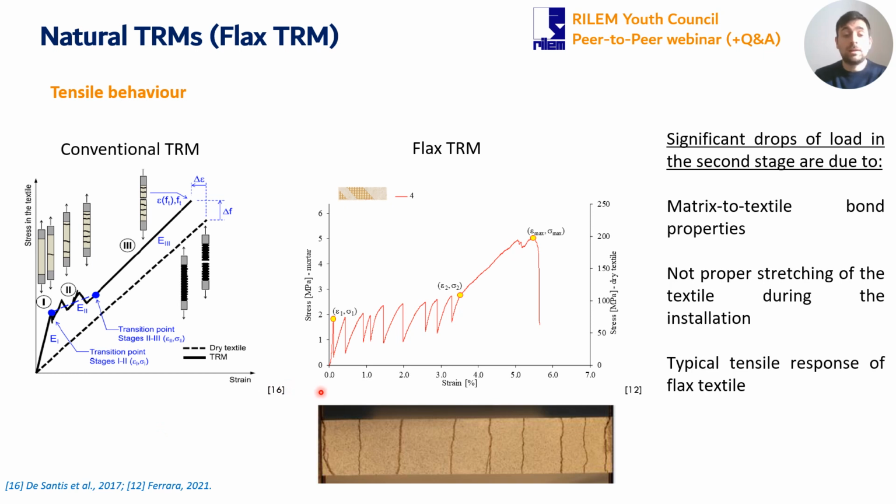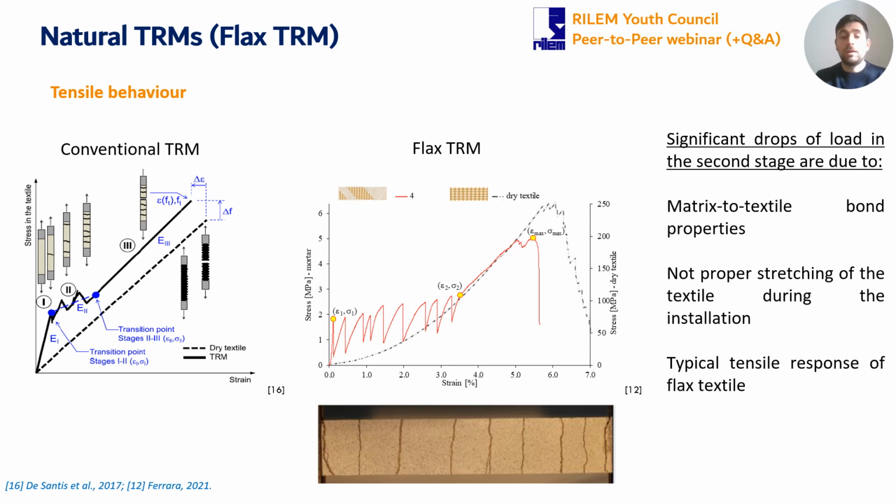If we look at the typical tensile response of a natural TRM, in this case flax TRM, we can recognize the three phases. However, the main difference that we can observe is that in the second stage we have much more significant drops in load due to the occurrence of the cracks, and the strains are also quite larger. What we see is that we can still exploit the maximum strength of the textile, with the rupture of the textile.